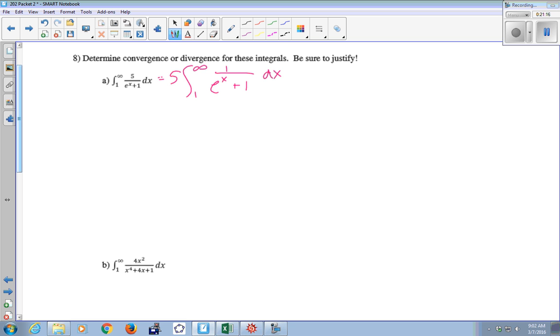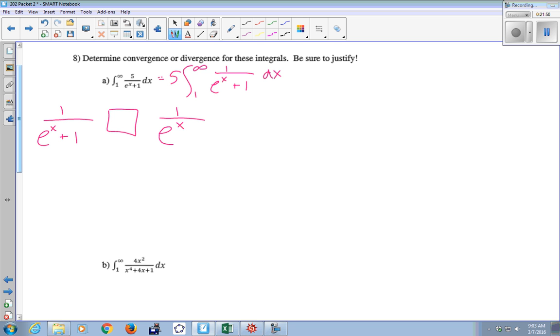So my goal is to compare that function to something whose convergence or divergence I know, that is similar to this one. What's a function whose convergence or divergence I know, but is similar to this one but simpler? 1 over e to the x. So I'm going to compare 1 over e to the x plus 1, with an inequality, to 1 over e to the x.